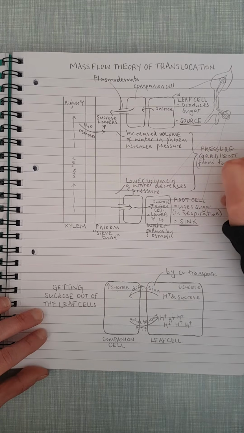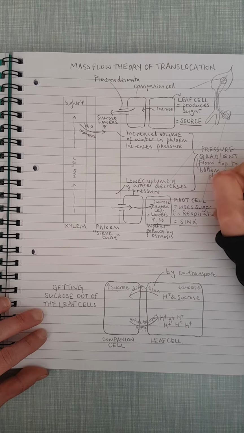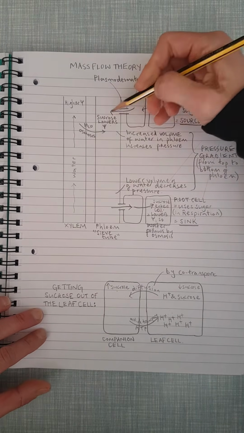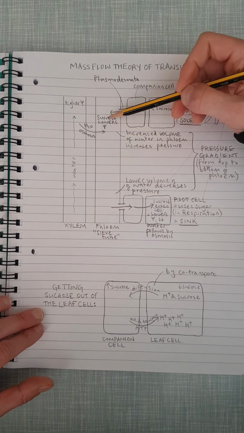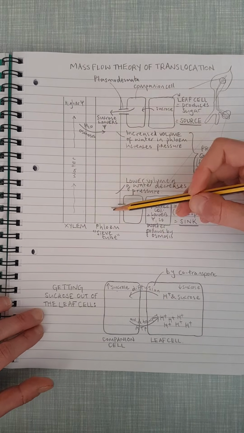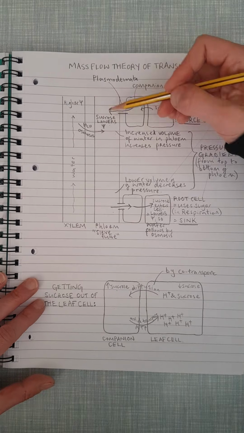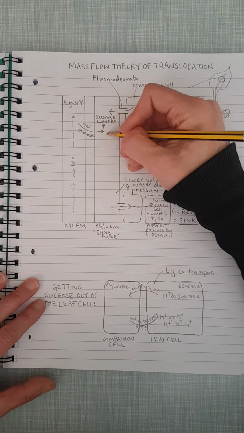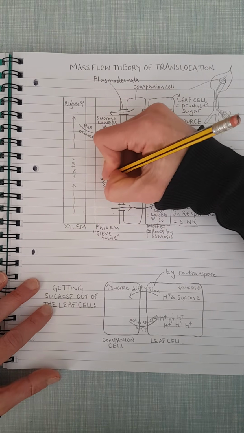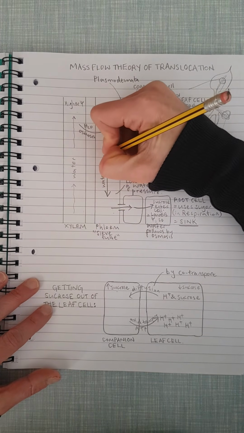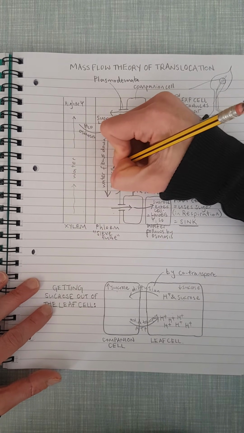From top to bottom of phloem. Okay, so water enters the phloem here, water leaves the phloem here. Water entering increases the pressure, water leaving decreases the pressure. And so we have a pressure gradient, higher here, lower here, and so the water gets pushed down along a pressure gradient. Down a pressure gradient.